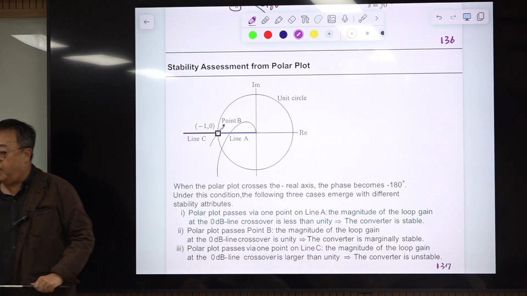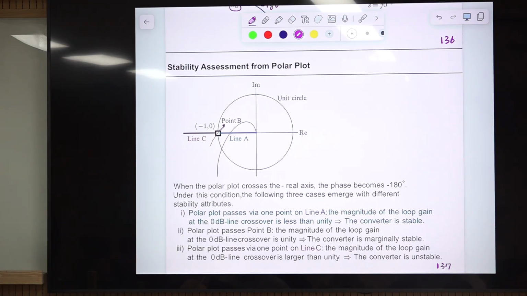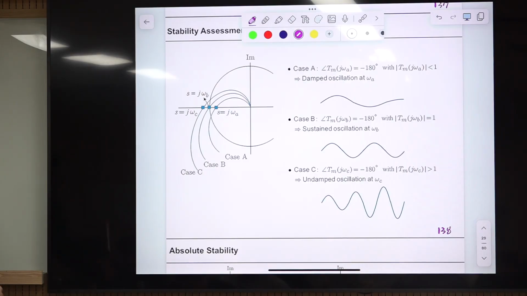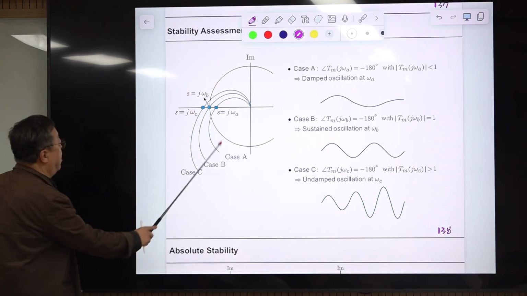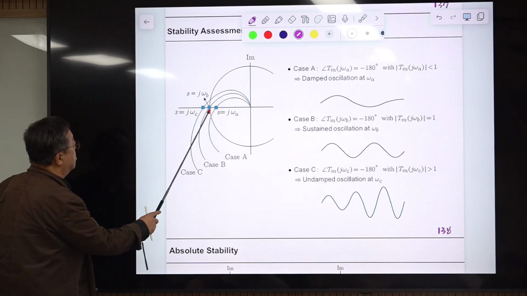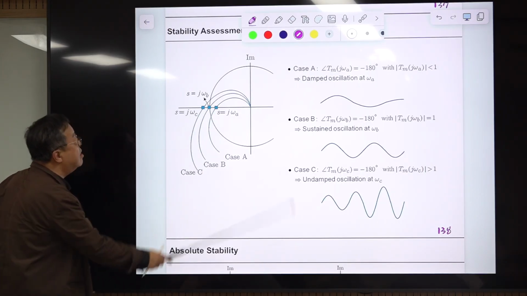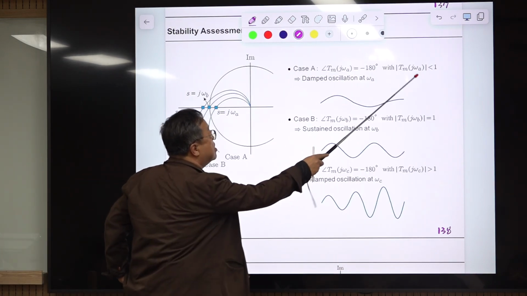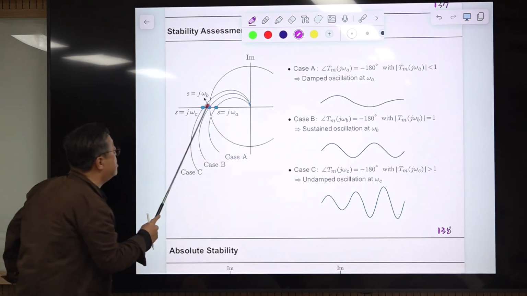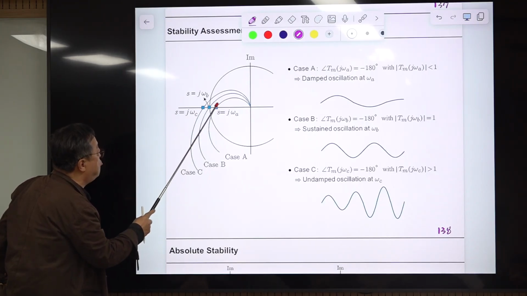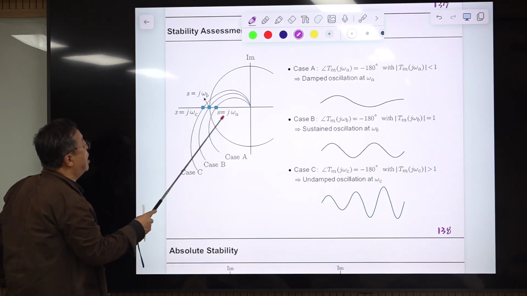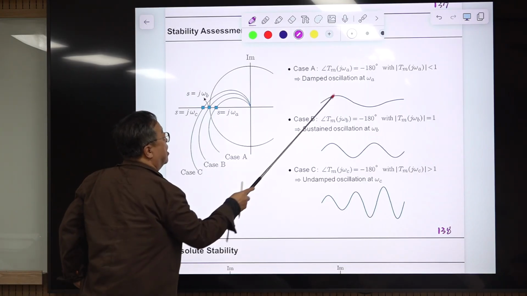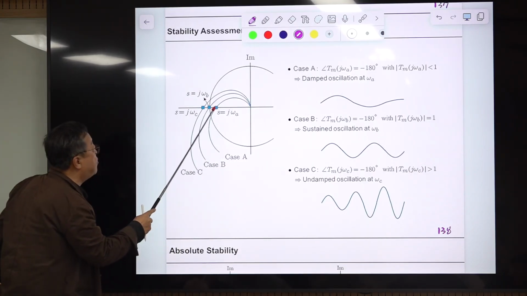You don't have to read this. Just understand this and remember the Nyquist analysis is the same thing, the simplest case of Nyquist analysis. Here is a specific example: trajectory A, trajectory B, trajectory C. It passes line segment A, so it's stable. It shows a decaying oscillation. Evaluate the magnitude at this frequency, where the phase becomes minus 180 degrees, and the damped oscillation occurs at this frequency.